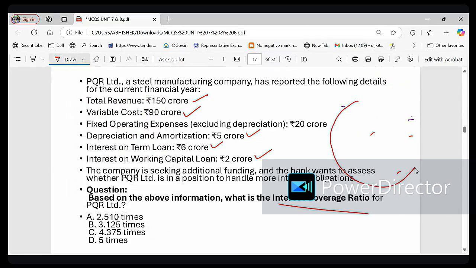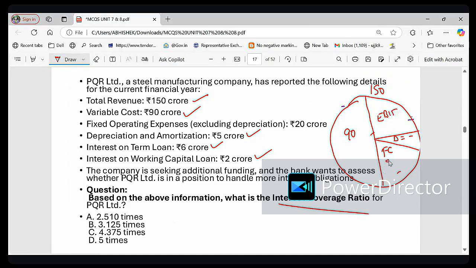So you draw this pie chart, right? Total revenue is 150 crore. Just write here 150, and you draw a line like this. So this is your variable cost, 90 crore. So the remaining is how much? 150 minus 90, and one part of this will be our fixed cost, one part of this will be our depreciation, and the remaining thing will be our EBIT, right?